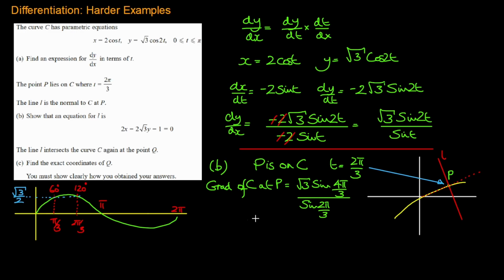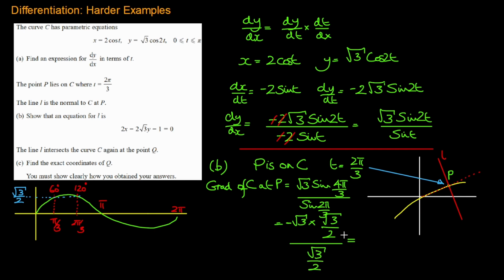So substituting those values in, either from a calculator or from your memory of what the sine wave gets up to, we get this is equal to root 3 sin 4 pi by 3. Well, 4 pi by 3 will be double this value, so it will be root 3 over 2, but it'll be negative root 3 over 2. So this is root 3 over 2, but we've got a negative sign. Then that's divided by the sine of 2 pi by 3, which is root 3 over 2.